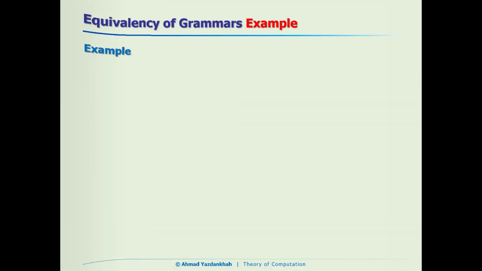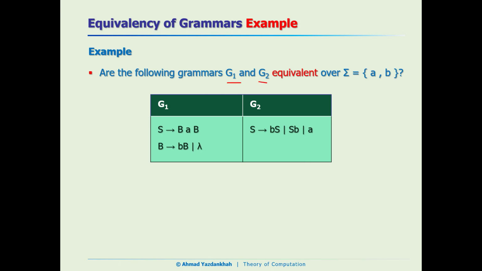Okay, let me take an example here. Are the following grammars G1 and G2 equivalent over this sigma? Let's understand the meaning of each one. Look at this one. It looks familiar to us. It is the B. We have A in the middle. And when we look at this, we know that this means any number of B's, right? So on the left side of this A, we can have any number of B's, and on the right side, we can have any number of B's. So what was the language that this grammar was constructed for? Yeah, it is all strings that have exactly one A.